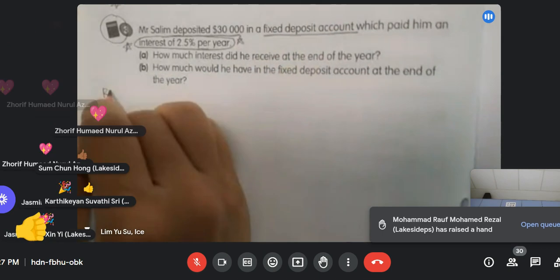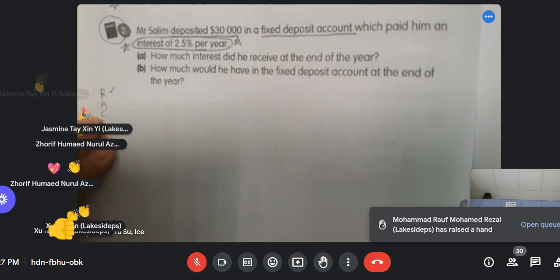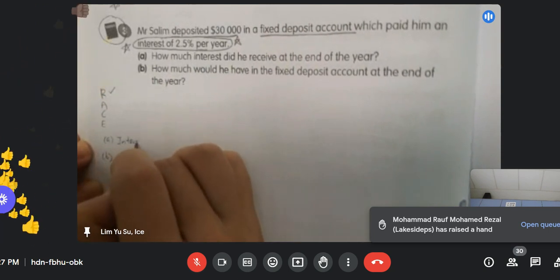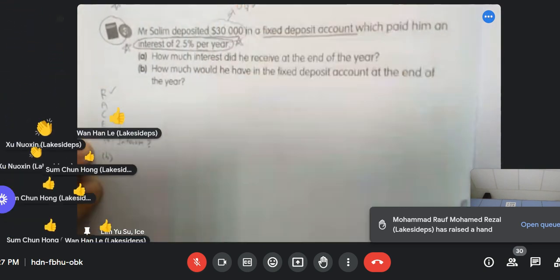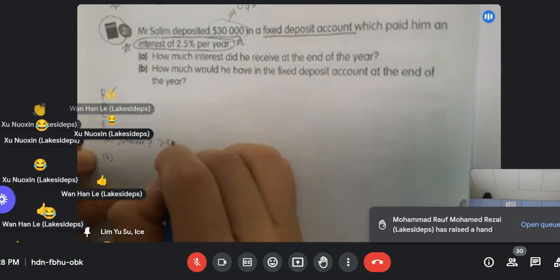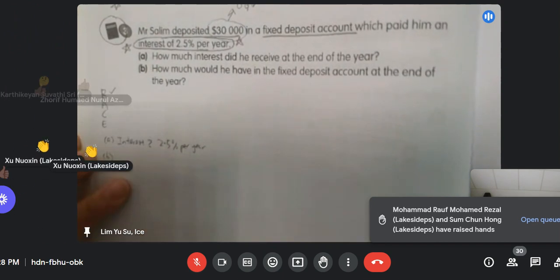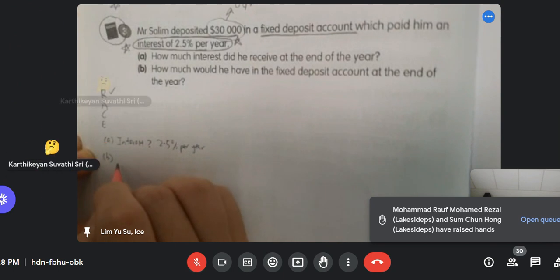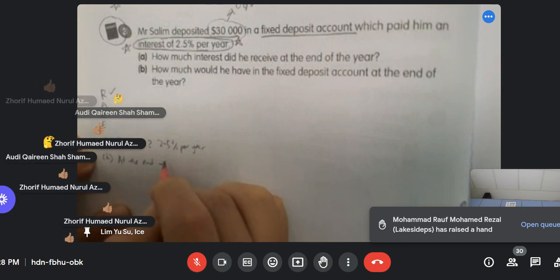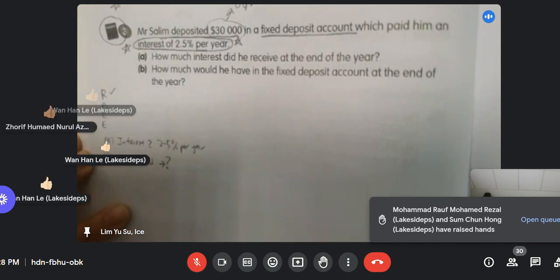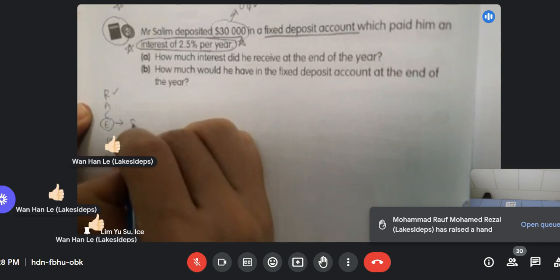So first, same as the previous time, there is part A and then part B. Part A asks for interest, the amount you're supposed to find. You have the original amount of money given to you. The interest is 2.5% per year. And it asks you, at the end of the year, altogether how much?